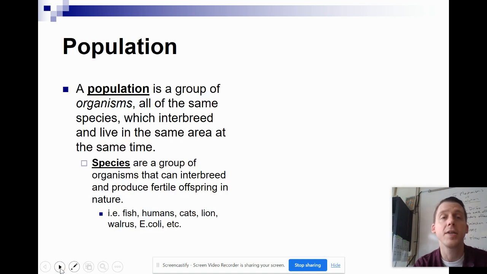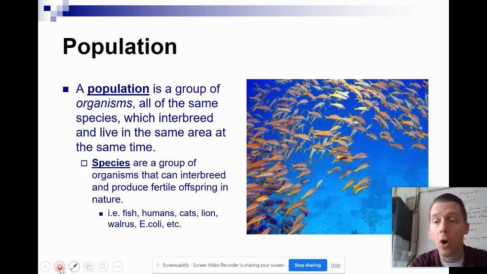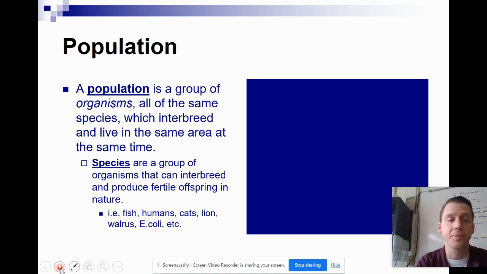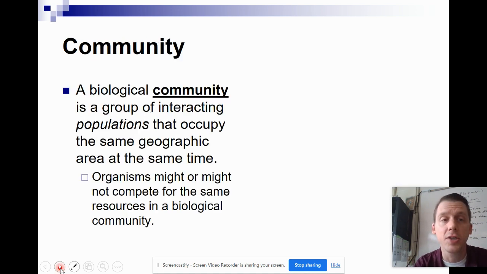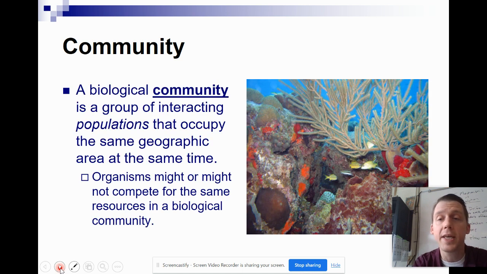A population is a group of organisms that are all of the same species. And we know from evolution that a species is a group that can interbreed with one another. So a school of fish, a town with humans, a group of cats, a colony of E. coli bacteria, a forest of white oak trees, all of those would be a population. Bigger than a population is a community. A community is several populations that interact.